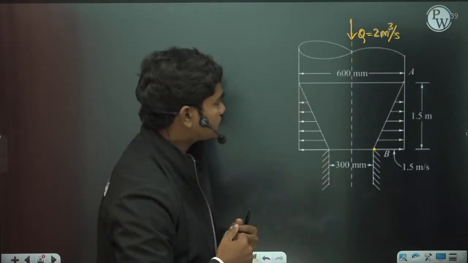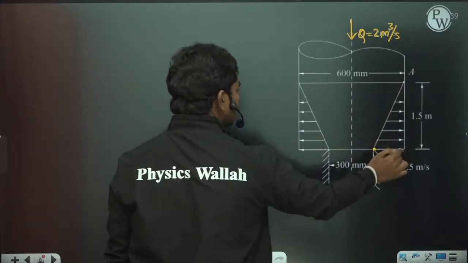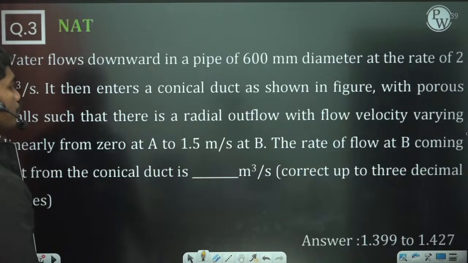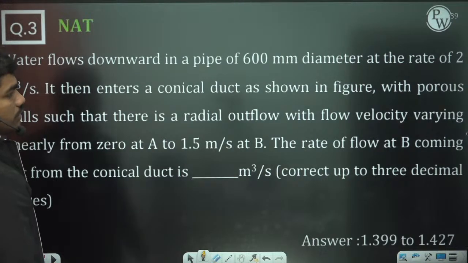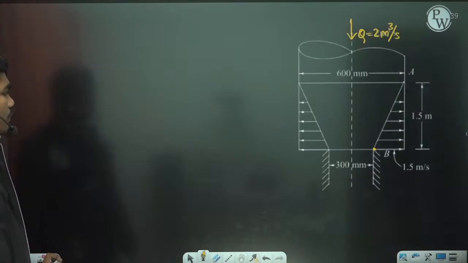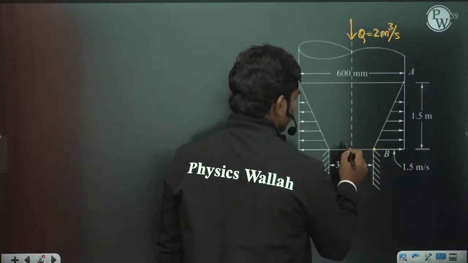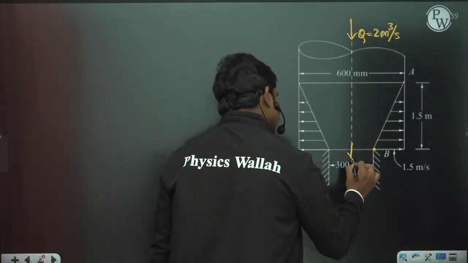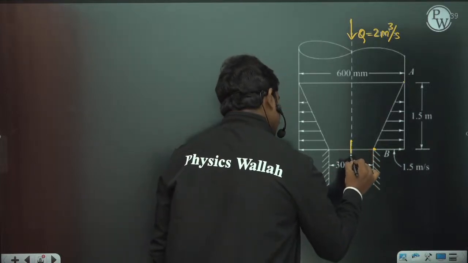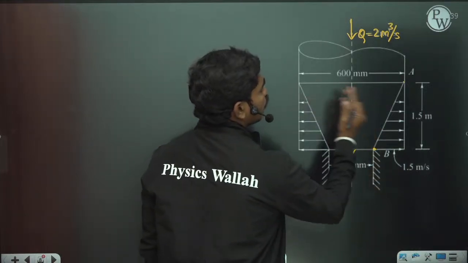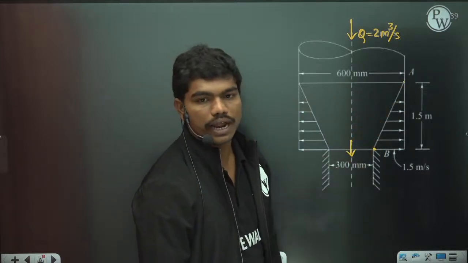So let us try to understand this. The velocity is linearly increasing from 0 to 1.5. Now what they are telling you, the rate of flow at B coming out from the conical duct is dash. So what is the flow that is coming out at this section B from the conical duct? If you want to know this value, you have to calculate what is the outflow from the cone, from the discharge.